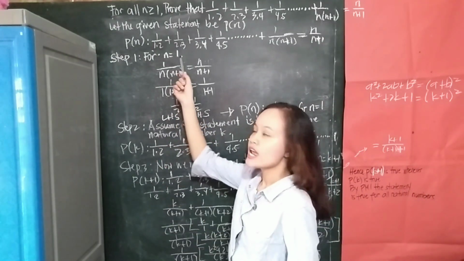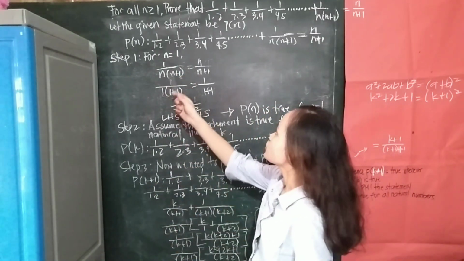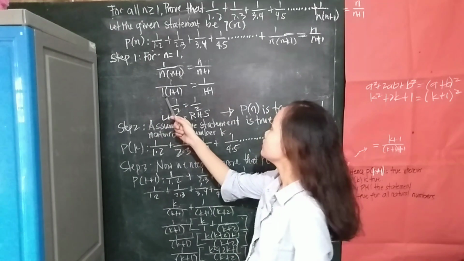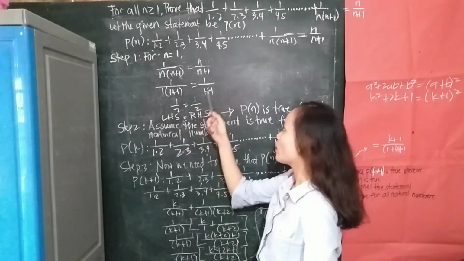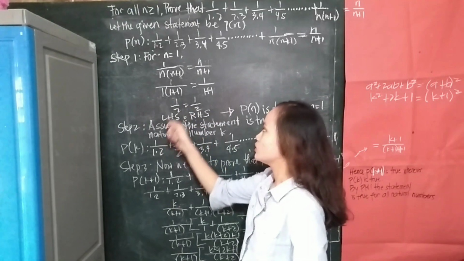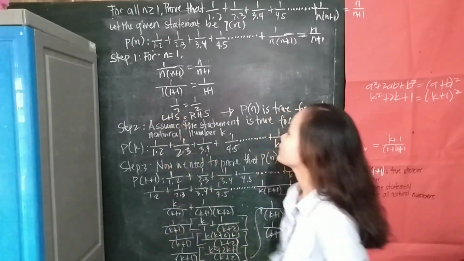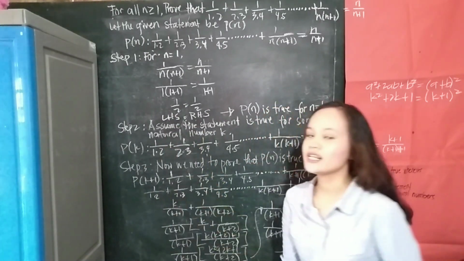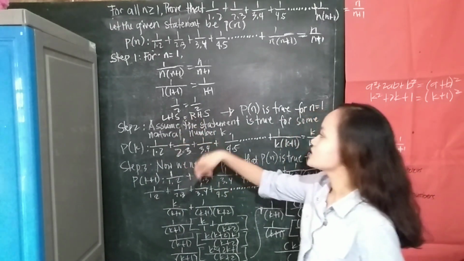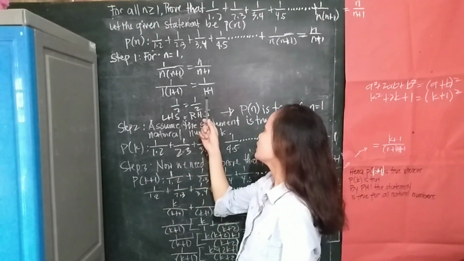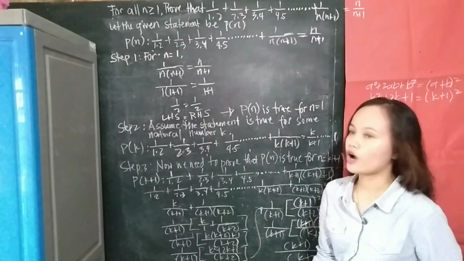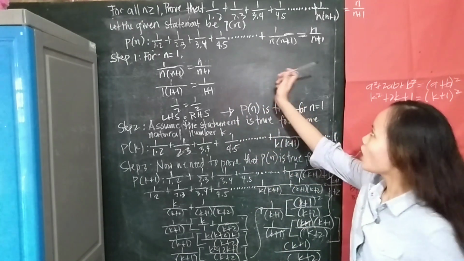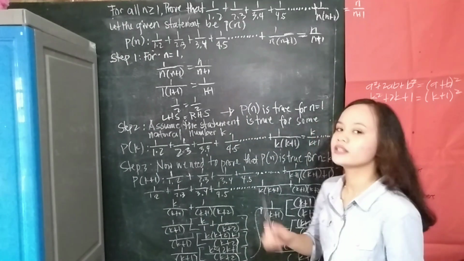So we have n is equal to 1. We are just going to replace n with 1. So we have here 1 over 1 times 1 plus 1 is equal to 1 over 1 plus 1. 1 plus 1 is equal to 2, times 1 is equal to 2. So we came up with the value of the left hand side, which is 1 over 2, equivalent to the right hand side, which is 1 half. So our P of n is true for n is equal to 1. Our statement is true for the first natural number.